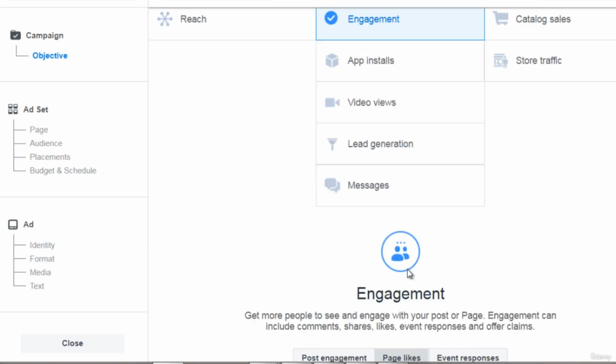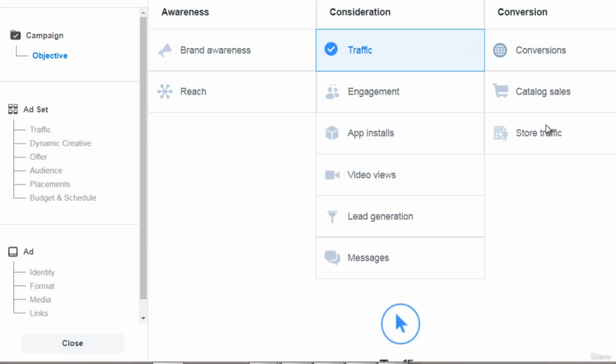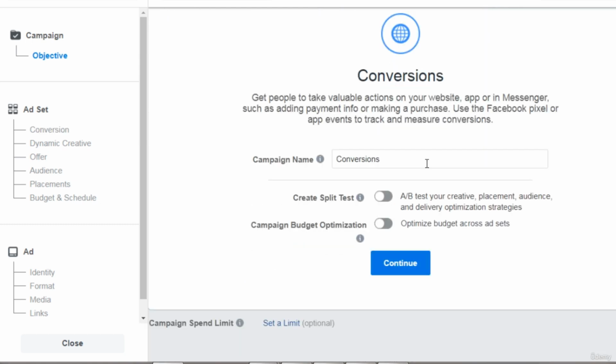Now, for the sake of showing you how to set up a Facebook ad to the fullest extent, we're going to be using traffic and conversions. So we're going to click that.